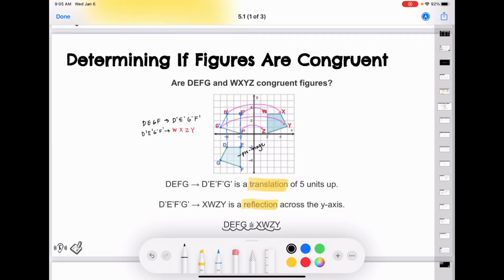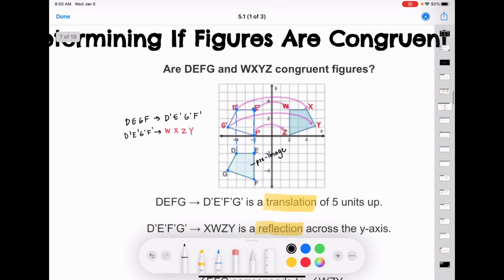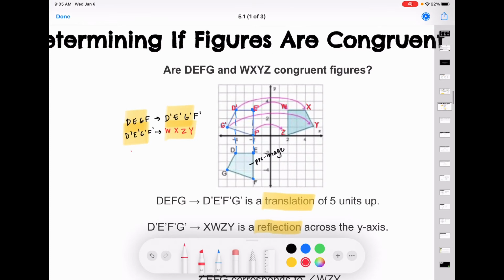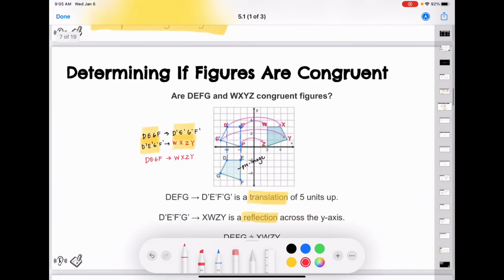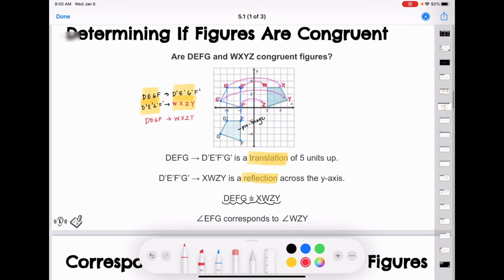So this could also mean that if this is congruent to this and this is congruent to this, then it's reasonable to assume that our pre-image would be congruent to our final resulting image because we did in fact have two rigid transformations. So that's what that tells us right there. We also know that now we have different vertices that correspond to original vertices.